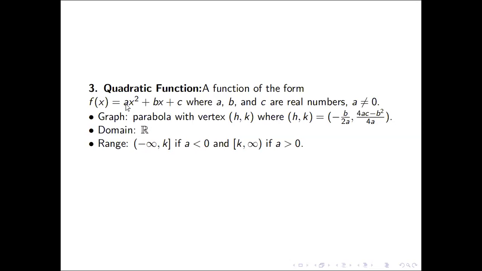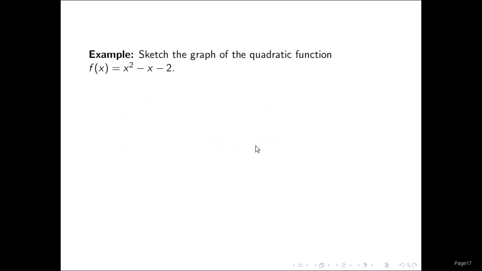Similarly, if a is positive, it will open upwards. So (h, k) will be the lowest point. So the lowest value of y is the y coordinate of the vertex, which is k. So it will range from k to positive infinity. Let's illustrate that.